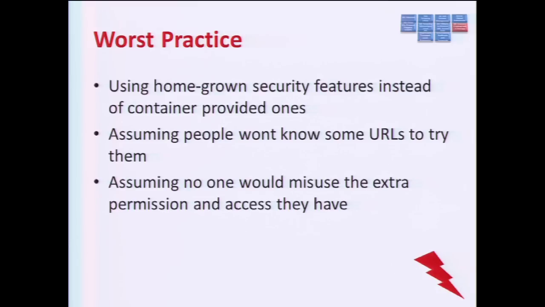And assuming that people won't know some URLs to try them, that's wrong, because people will guess and they will try, and they'll make sure that they find something that you have forgotten to put a restriction on, and they will use that to do something harmful to your application and your data. And assuming that someone won't misuse the extra permission that they got is not a good assumption, because generally people are good, but some people may not be that good, and if they are given an extra permission, they may misuse that. So be sure that you're properly applying restriction on every URL that you have that points to a resource that has any kind of importance.